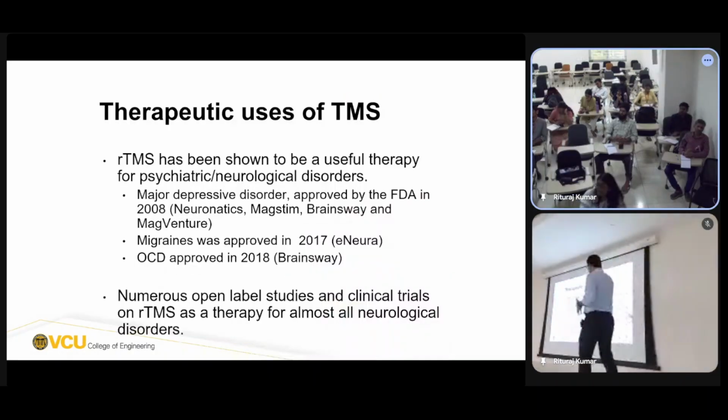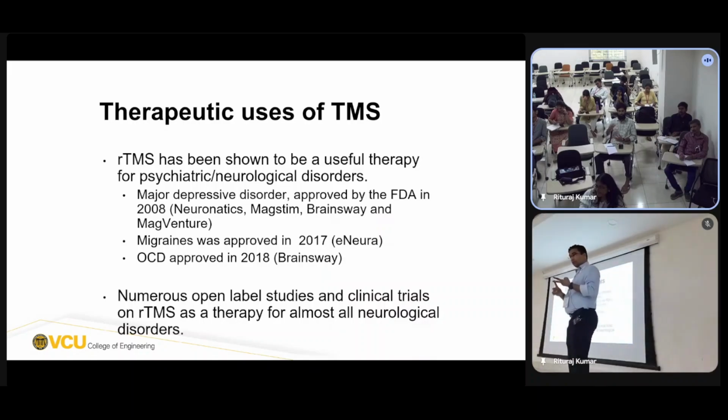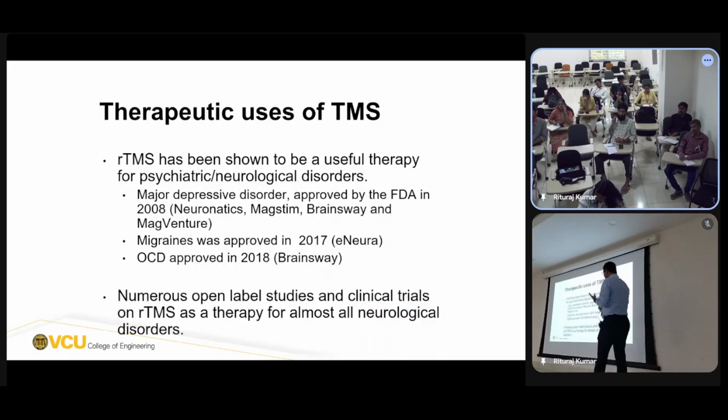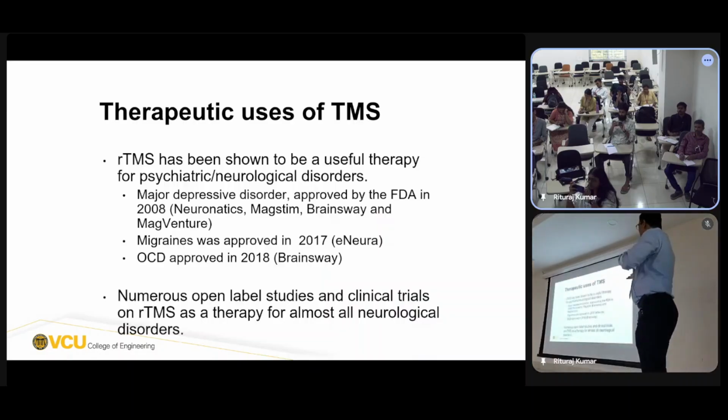There are many diseases that are FDA approved: depression, obsessive compulsive disorder, smoking cessation, and migraine as well. For depression treatment, there are several companies: Neuronetics, MagStim, BrainsWay, and MagVenture. For migraine, there is only one company called eNeura that treats migraine with brain stimulation, TMS. OCD, BrainsWay.